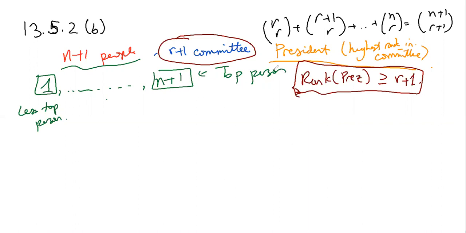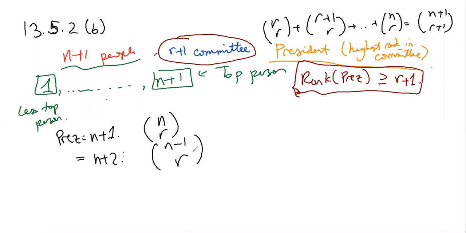So if we know the rank of the president is at least R plus 1, then we can case on who the president is. For example, let's say the president is N plus 1. That's the most feasible case. If the president is N plus 1, then we can form the remainder of the committee, the R people, from the other N people, so we have N choose R ways to do that. Now let's assume the president is N. If the president is N, that implies N plus 1 is not in the committee, which means we only have N minus 1 choices of people, and we still have to choose R people from them, because we're ignoring the N plus 1 case.